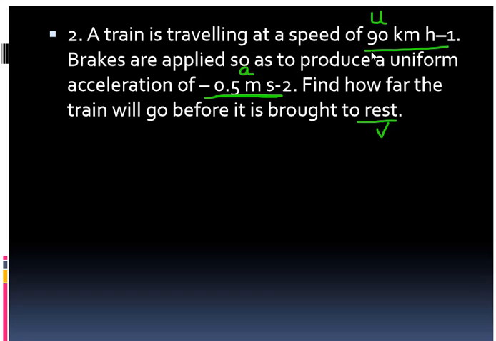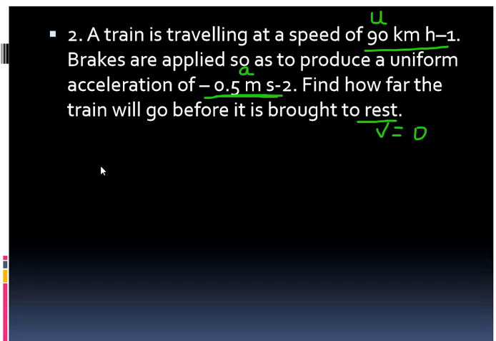That means the train was moving with initial velocity 90 km per hour. Then when brake is applied, the acceleration is 0.5 meter per second square. Finally, the train will come to rest position. That means the final velocity will be equal to 0.